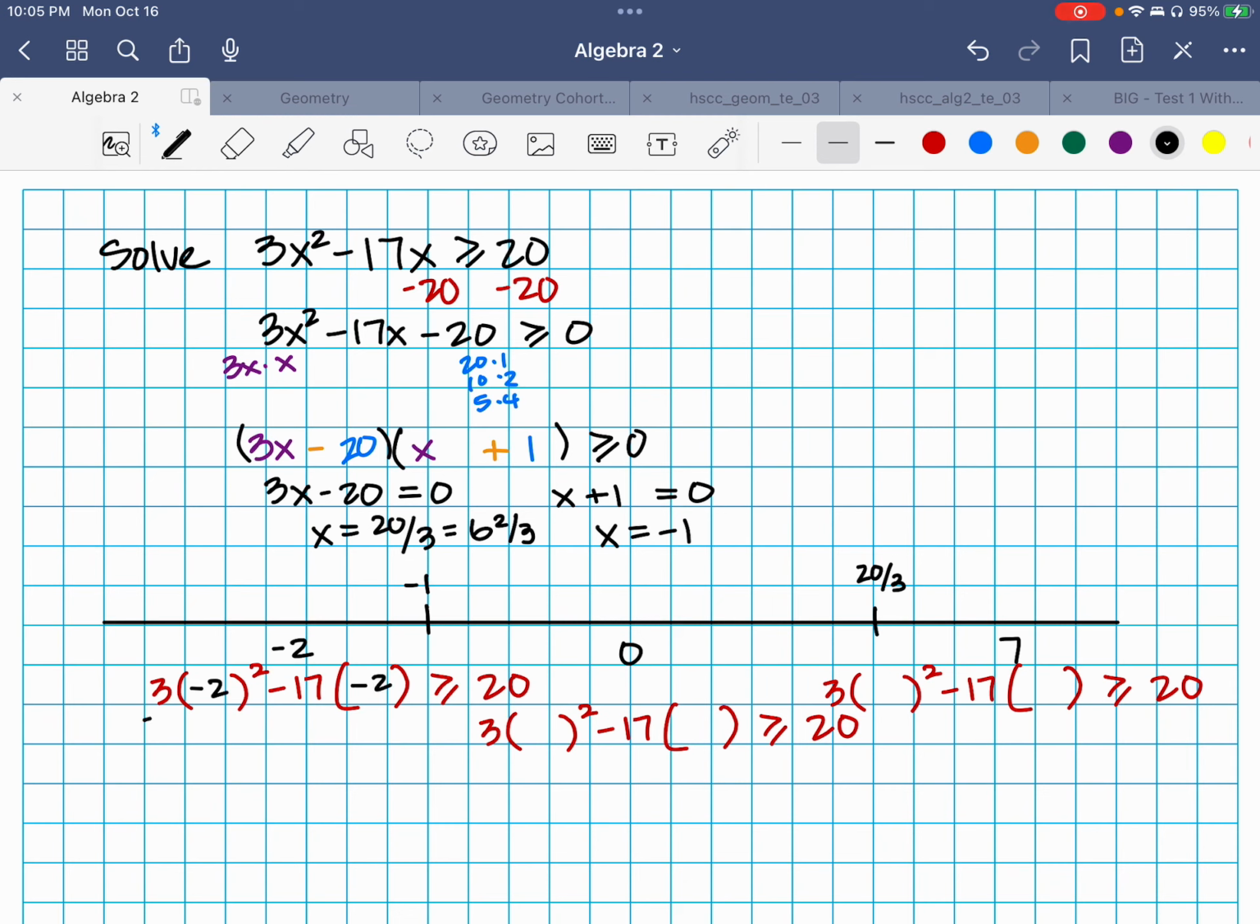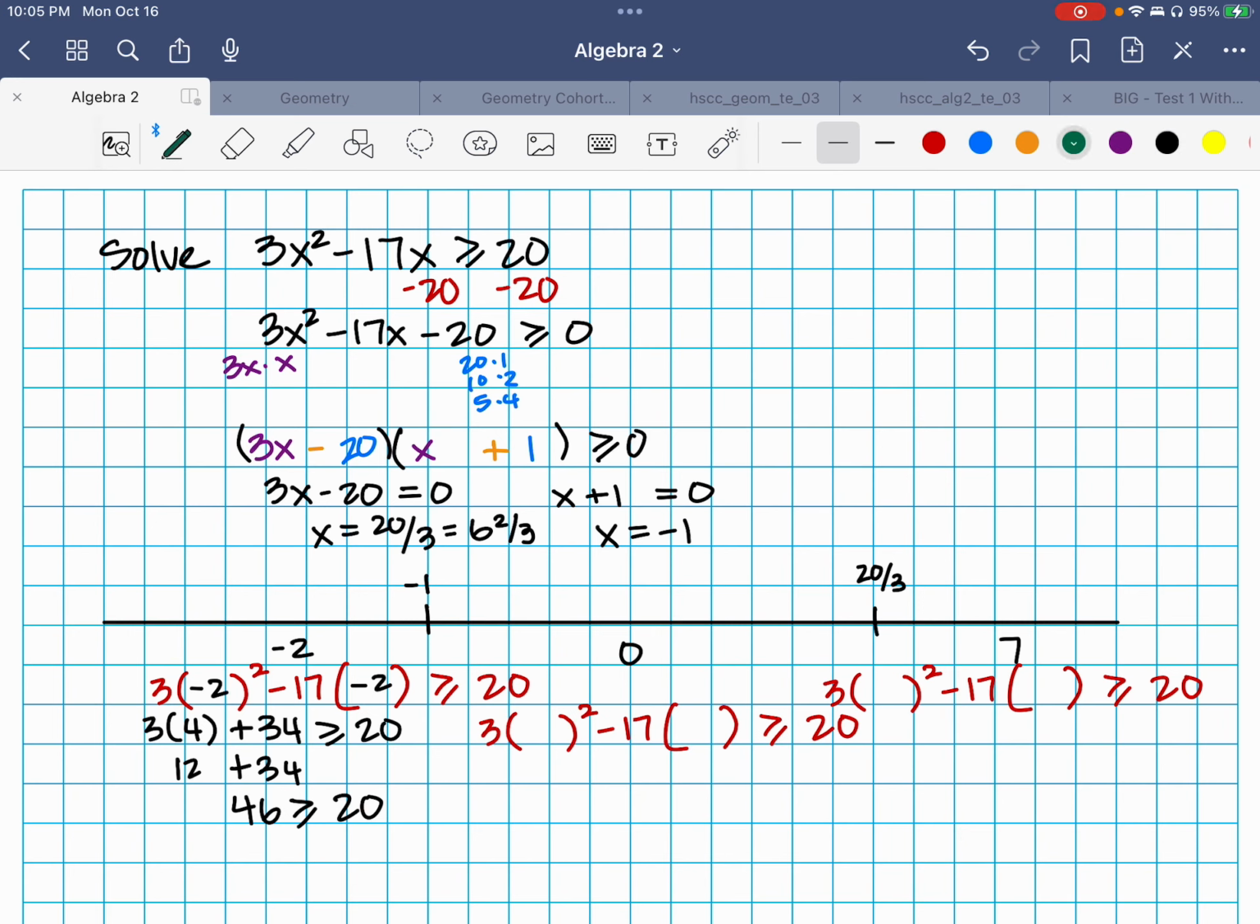And this is going to give us 3 times 4 plus 34 is greater than or equal to 20. 12 plus 34, right? So if you want to write it out, 12 plus 34, that's going to be 46 is greater than or equal to 20. Yes, that is true.